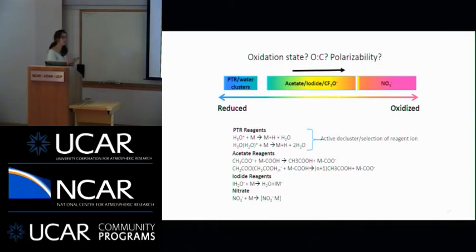Okay, so the idea was that things like proton transfer reaction mass spectrometry, water cluster mass spectrometry should be getting at things that are slightly more reduced. And then we thought, well, maybe things like nitrate CIMS are only getting at the molecules that are really, really oxidized, very, very high O to C ratios.